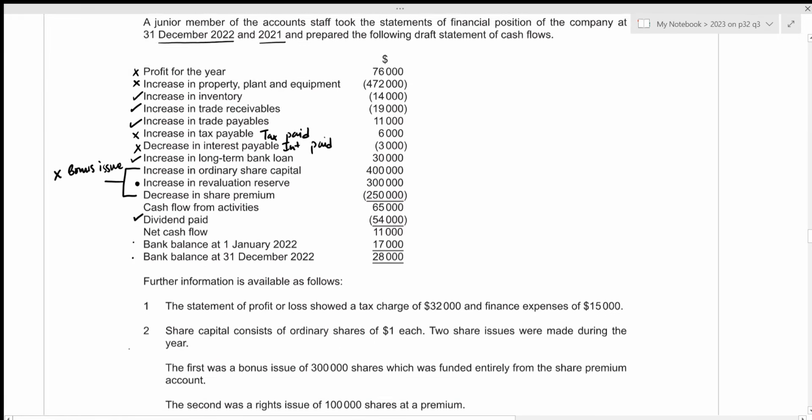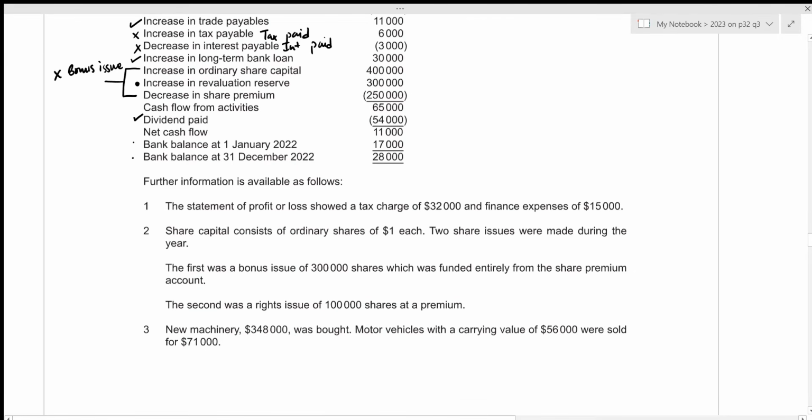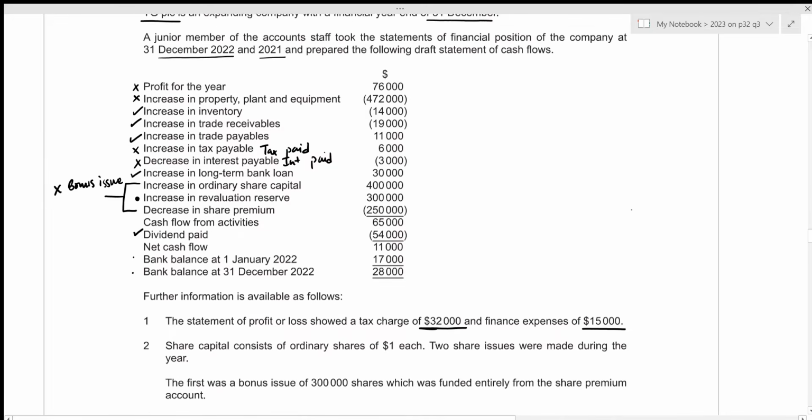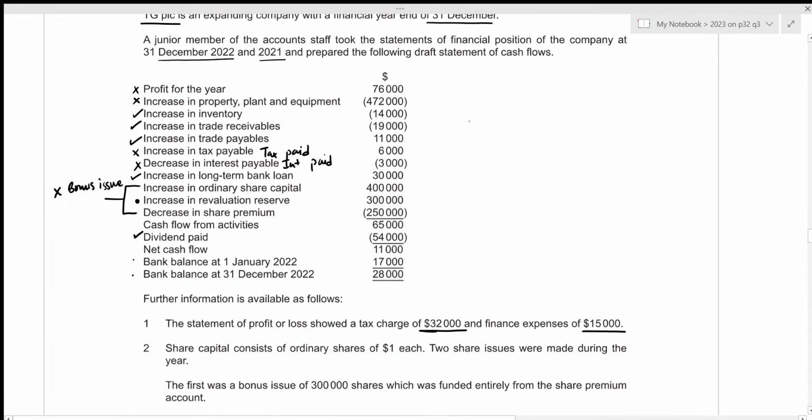All right. Further information is available as follows. The statement of profit or loss showed a tax charge of 32,000 and a finance expenses of 15,000. Okay, so the first thing that we need to do is figure out the profit from operations. And remember, for profit for the year, we start with profit from operations. We subtract all of our finance costs as well as the tax. And in this case, we are given the profit for the year to be 76,000. We're trying to figure out the profit from operations. We're given the finance expenses or finance cost of 15,000. That's the interest charges. Then we have the taxation of 32,000.